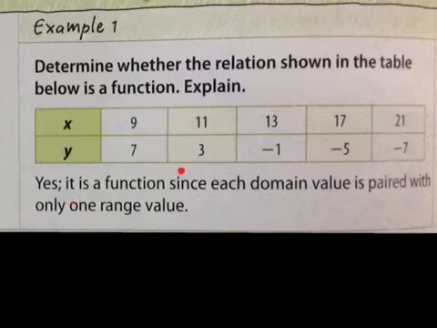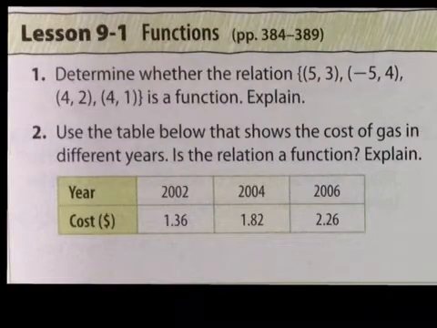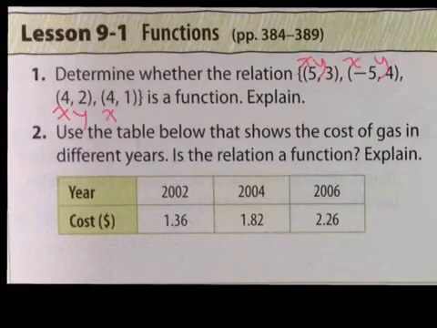Now, we're not talking about a proportional relationship or anything like that yet. We're just seeing if it works to be graphed. Yes, it is a function since each domain value is paired with only one range value. So, number 1, determine whether the relation 5, 3, negative 5, 4, 4, 2, and 4, 1 is a function, and explain. See, these are ordered pairs. They're coordinates. And we have x, y, x, y, x, y, and x, y.